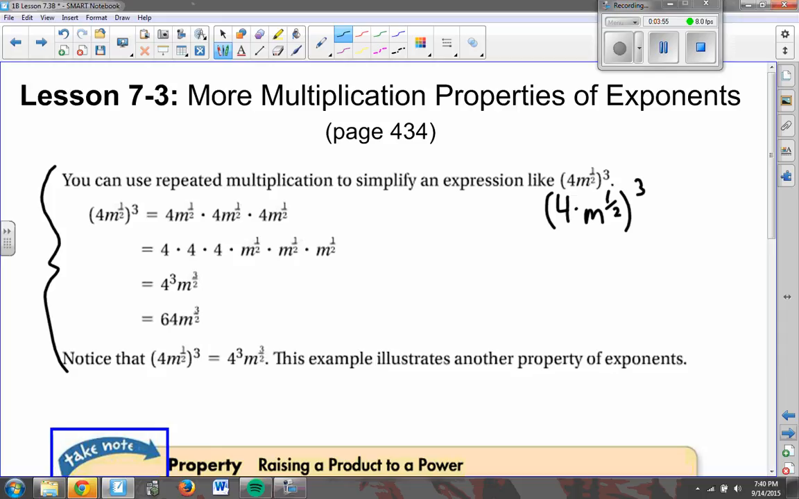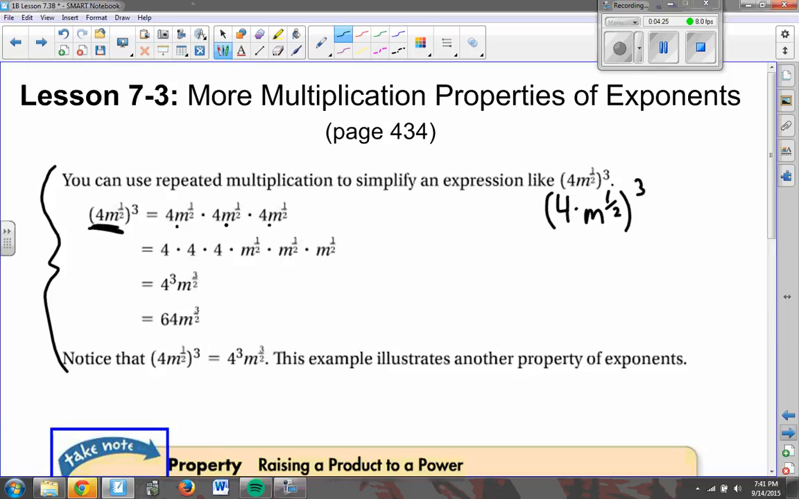Okay? We know that 4 times m to the 1/2, all of that to the 3rd power, is just like listing out the thing in the parentheses 3 times. 1, 2, 3 times. So we've got 3 of these things, and we can see that it's 4 times m to the 1/2 times 4 times m to the 1/2 times 4 times m to the 1/2. All of those things are being multiplied together. Again, there are 6 of them total.